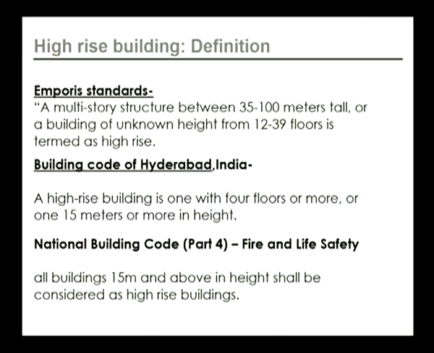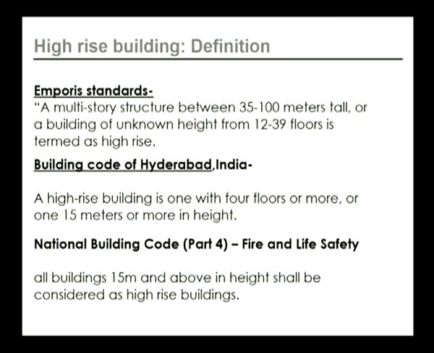Now, what is a high-rise building? High-rise buildings are defined differently by different standards. The Empirical standards define it as a multi-story structure which is between 35 to 100 meters tall, or a building of unknown height from 12 to 39 floors. This is termed as high-rise buildings.